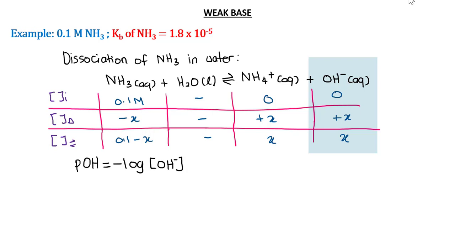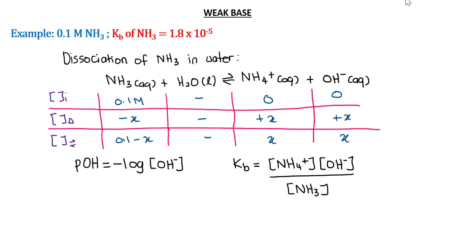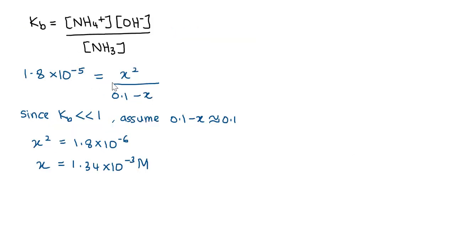To do that, we need the value of x. So, use the base dissociation constant to find the value of x. The Kb expression for this reaction is concentration of ammonium ion times concentration of hydroxide ions divided by concentration of ammonia. Substitute the value of concentration of each species at equilibrium into the expression.